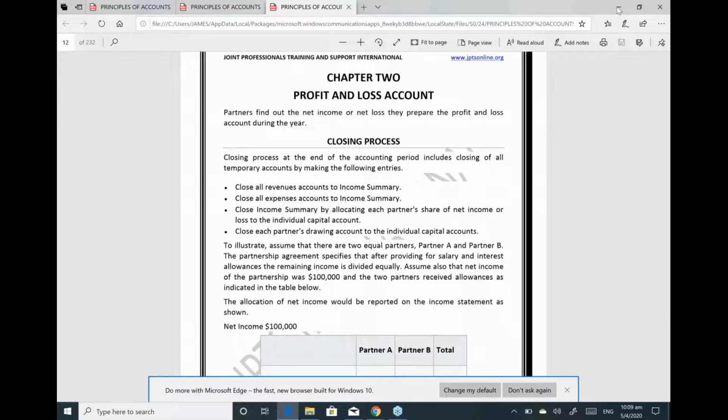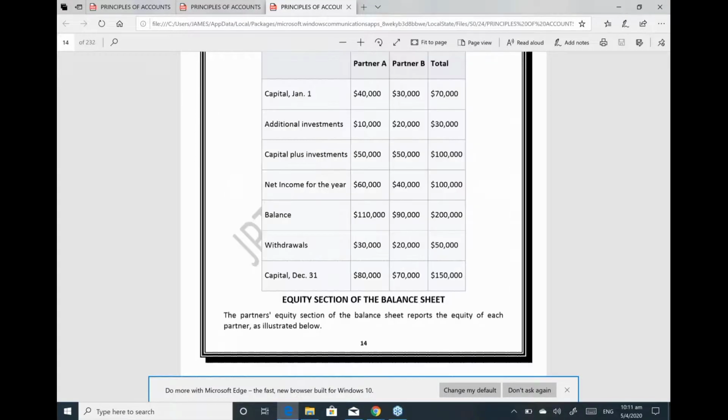Then the balance. On the balance, we have the capital plus investment. We have 50,000, and the net income for the year is 60,000, and it gives us 110,000. While 50 plus 40 for B gives us 90,000. An addition of that gives us 200,000.